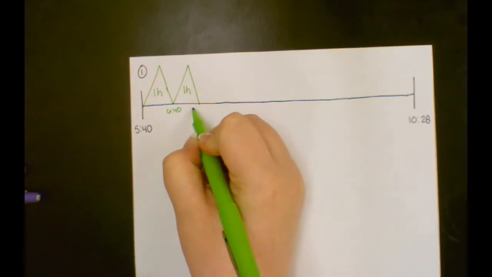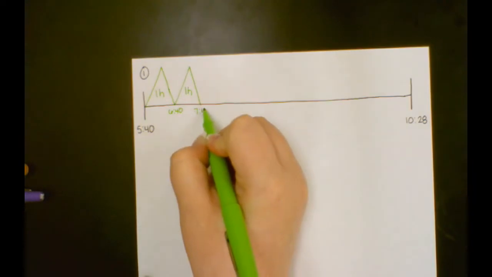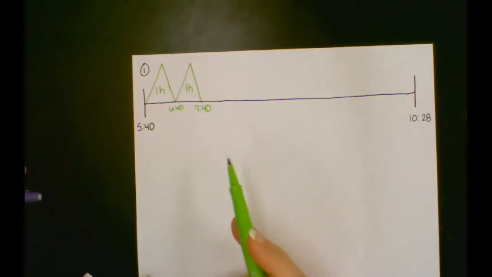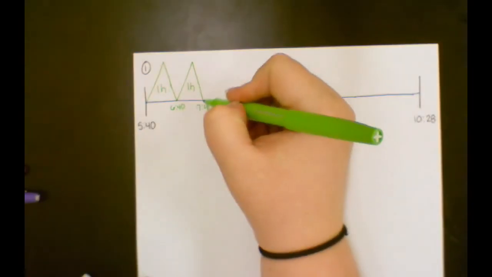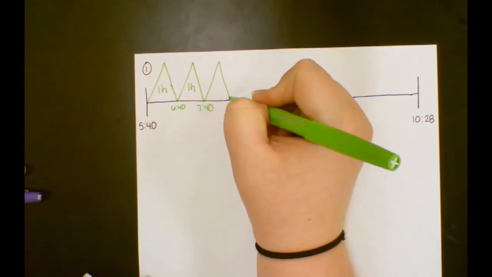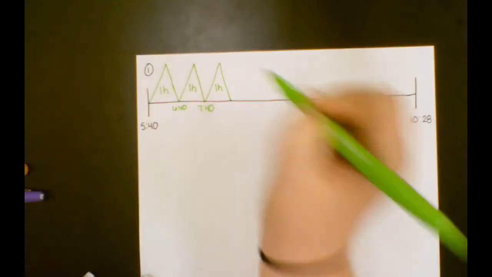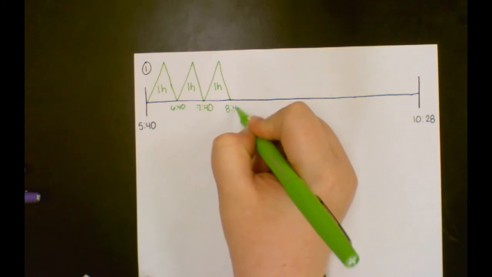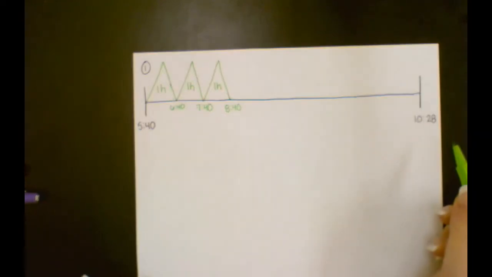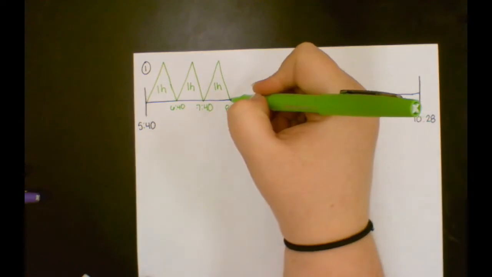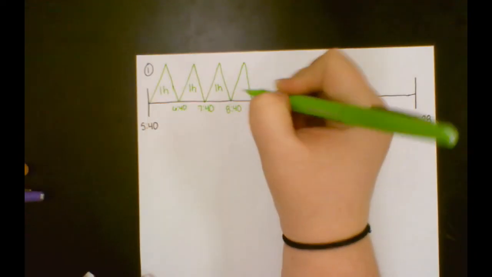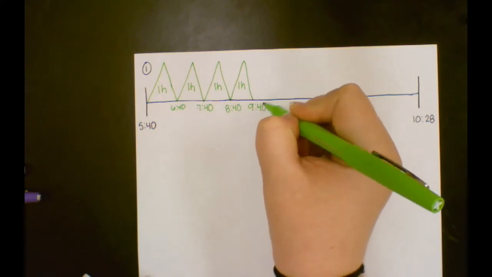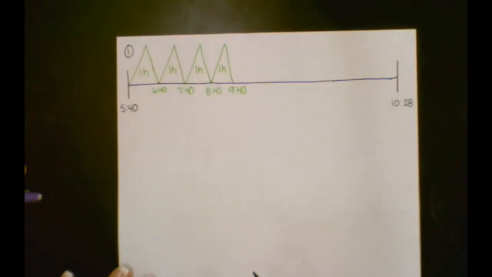which makes our time 7:40. Can we do another hour? Yes, because another hour would be 8:40. So make yourself another mountain, and that would be 8:40. Can we do another mountain? Yes. So that would be 9:40. Then I ask them to check and make sure.